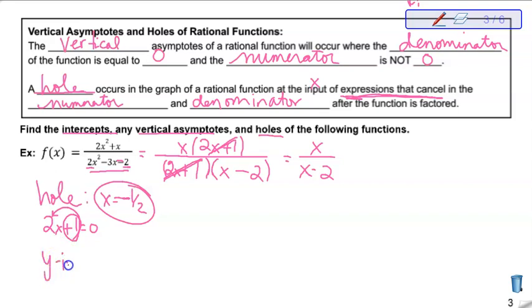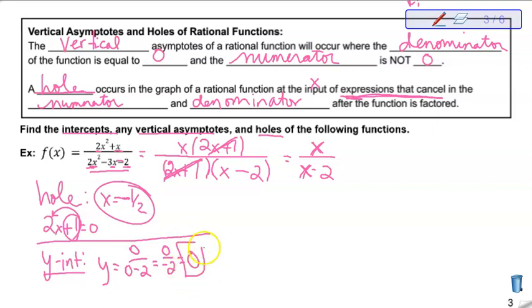Where is our y-intercept? For the y-intercept, we need to let x equal 0. Now, you can let x equal 0 here, here, here, and here. Or you can let x equal 0 here and here. If we do it that way, then I get y equals 0 over 0 minus 2, which is 0 over negative 2, which is 0. There's our y-intercept.